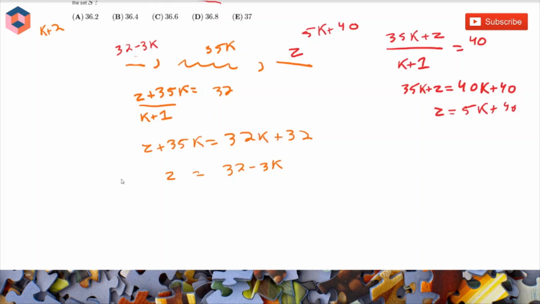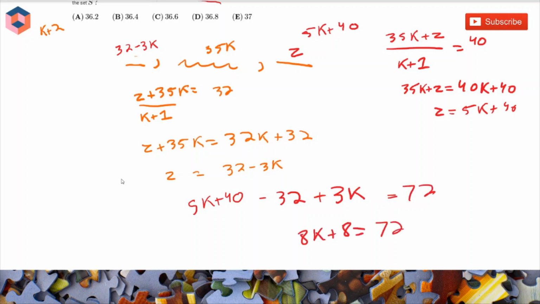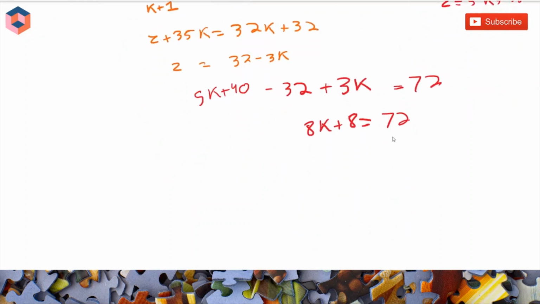So what we see now is 5k plus 40 minus 32 minus 3k. But since we're subtracting a minus, it becomes positive, so 3k equals 72. So we have 8k plus 8 equals 72. Dividing both sides by 8, we get k plus 1 equals 72 divided by 8, which is 9, or k equals 8. So there's a total of k plus 2 terms, so there's 10 total terms.